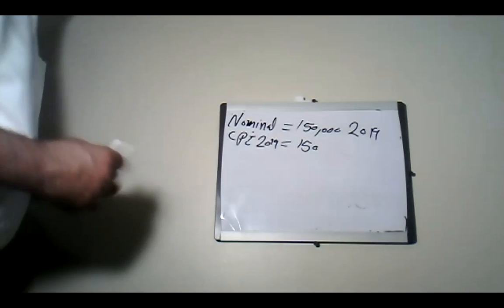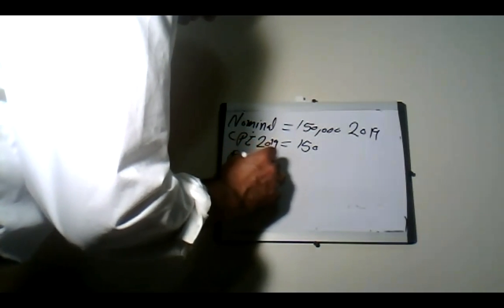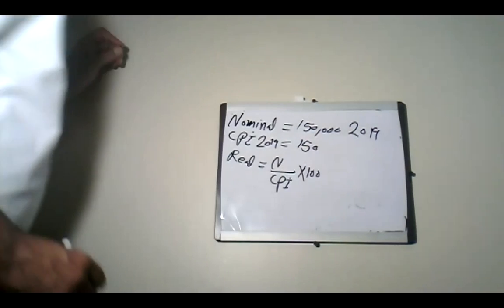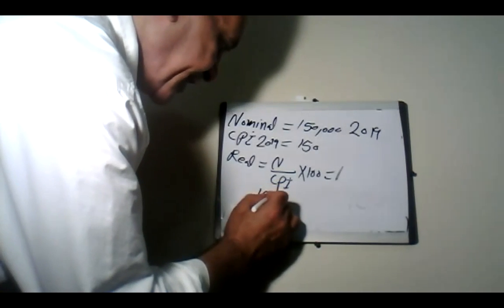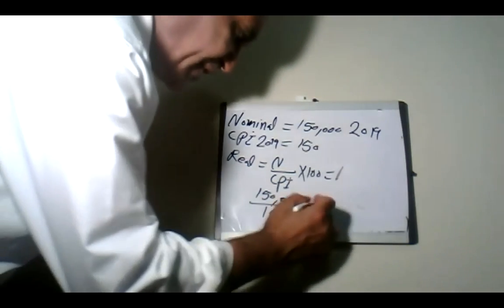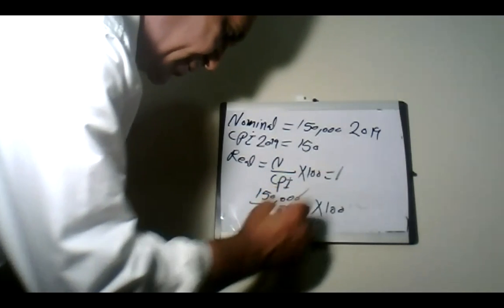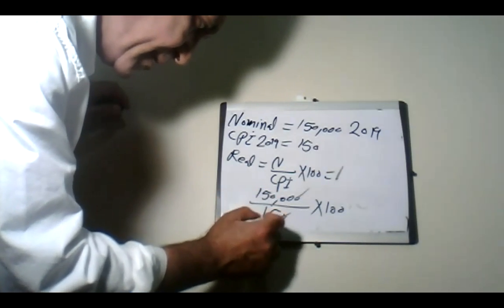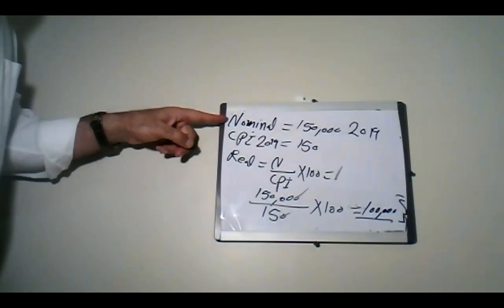So what is my real income? It equals nominal divided by CPI, multiplied by 100. Then it will be like this: 150,000 divided by 150. This is all assumed numbers, just to give you an example. Then the 100 will go with this, then this will be 15 by 15, this will be 1,000. It will be $100,000. So the real income is $100,000, but the nominal income is 150,000.